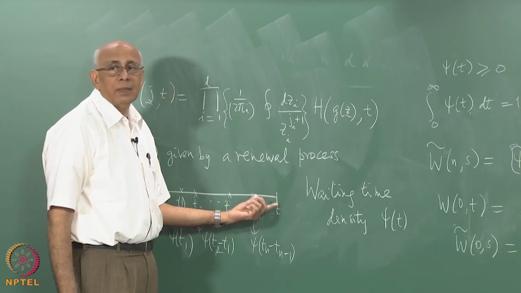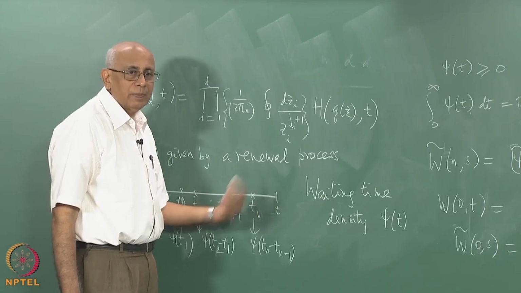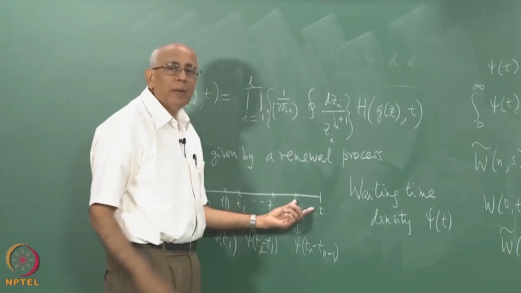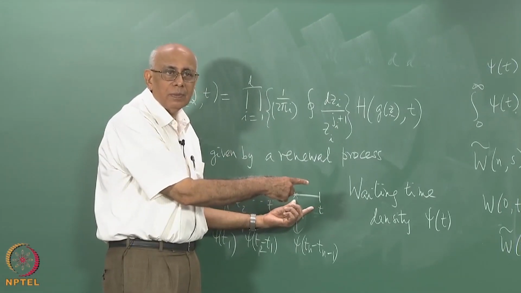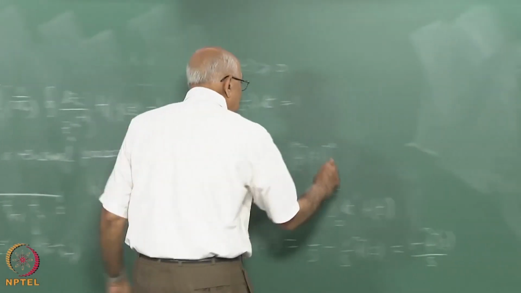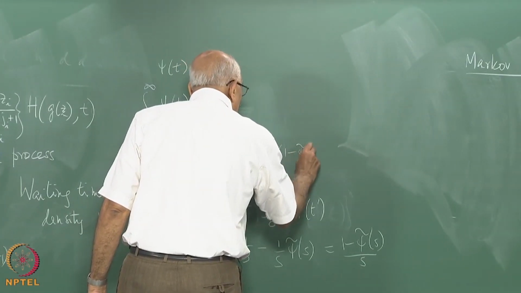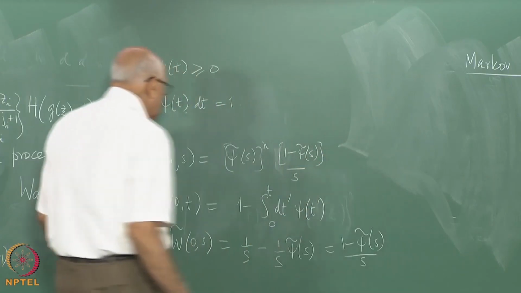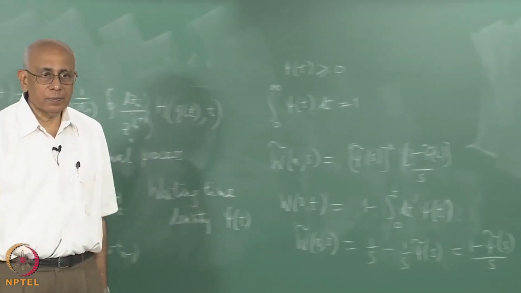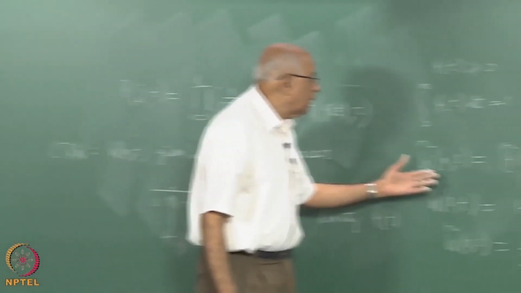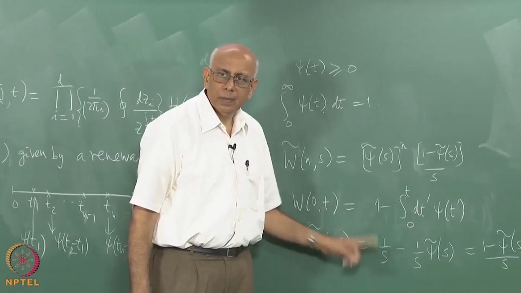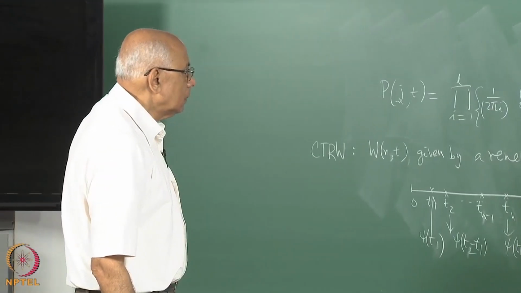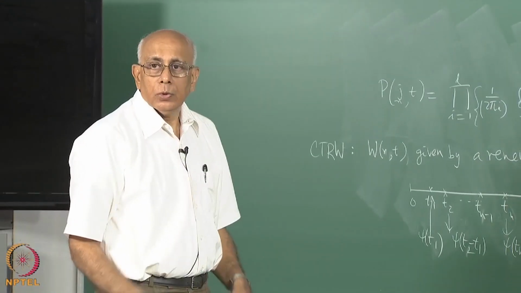So if I call this the probability that nothing happens here, call it phi of t, it is w of 0 comma t actually, you have to multiply by that, that also is in the convolution, right. So the correct expression is this times 1 minus psi tilde of s over s. That is the correct expression for w tilde. Of course, if you put n equal to 0, you end up with this correctly. Okay. So we are all set.